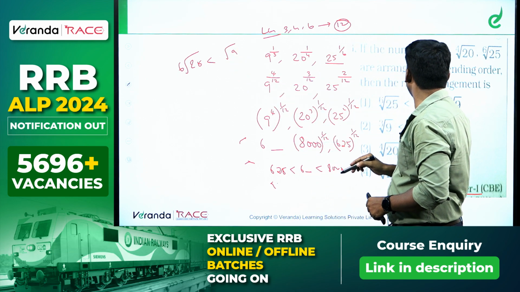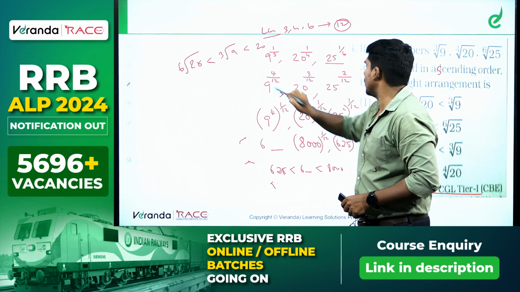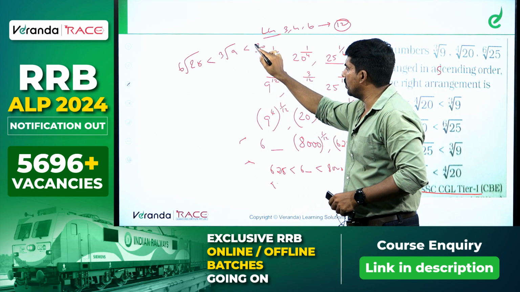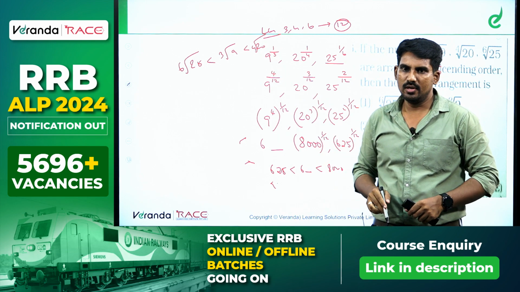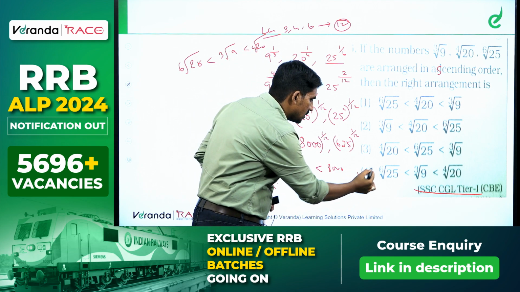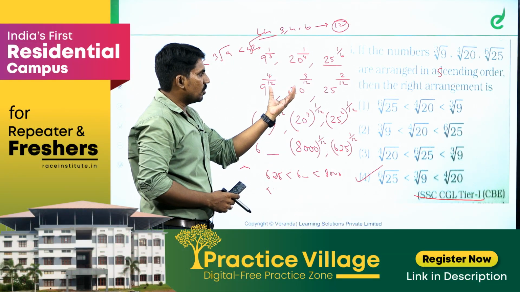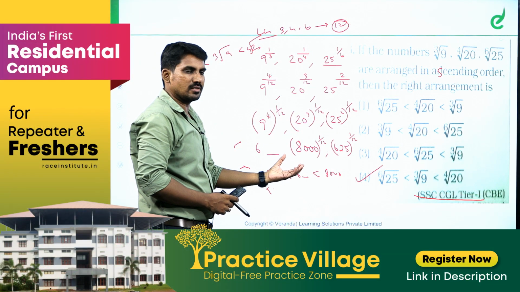Clear? What have they given? 9 cube root is less than 20 to the power 4. Like that we can arrange, and the ascending order exactly matches the 4th option. Exactly a CGL Tier 1 question. Quickly we can solve. We know the technique, so we can solve easily.